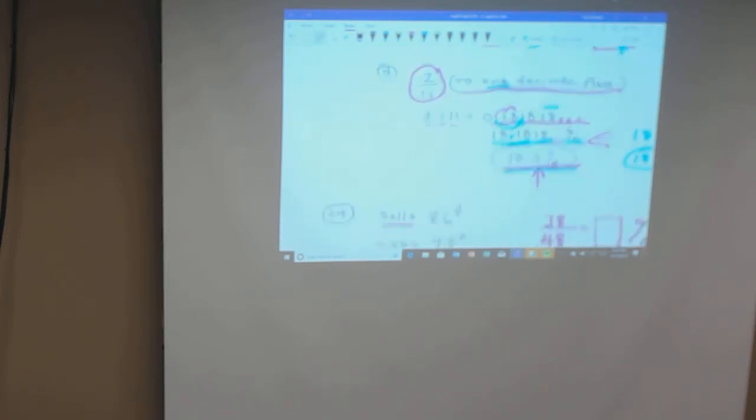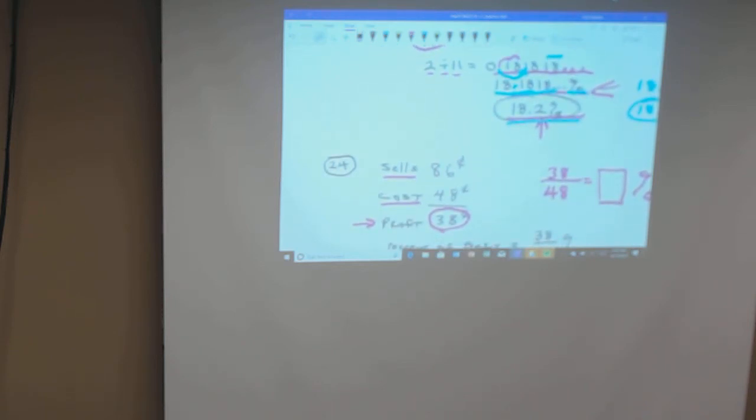Number 24. A 2-liter bottle of soda sells for 86 cents. Yeah, this is what it sells for. Okay? I don't know why people get messed up on this. This is what it cost, 48 cents. So if you pay 48 cents for it and you sell it for 86, your profit was 38 cents, right? That's clear to everybody.